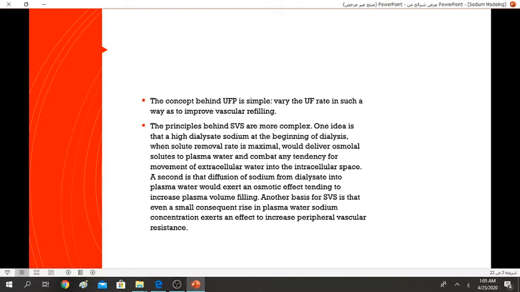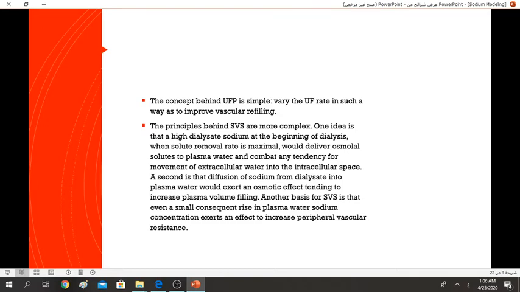The concept behind ultrafiltration profile is simple. Vary the ultrafiltration rate in such a way as to improve vascular refilling. The principles behind sodium variation system are more complex. One idea is that high dialysate sodium at the beginning of the dialysis, when the solute removal rate is maximal, would deliver osmolar solute to plasma water and combat any tendency for movement of extracellular water into the intracellular space.